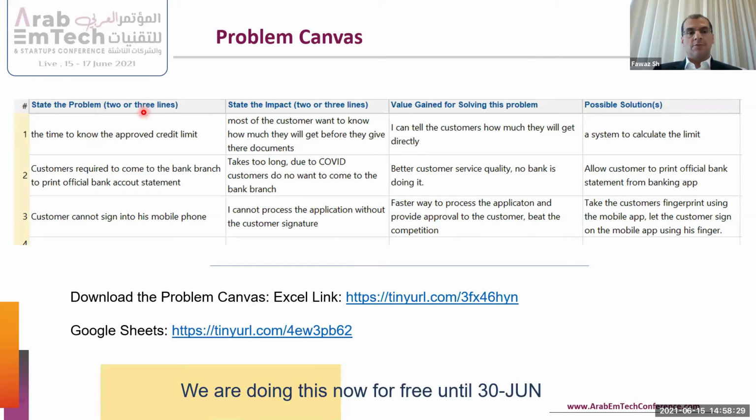So you set the problem, 2 or 3 lines, that's one problem. You set the impact, you get the value gained, and you get the possible solutions for this problem, right? I put a link in the description here that you can download, this Excel sheet, the template. You can download it basically, and then you can start working on it right then.